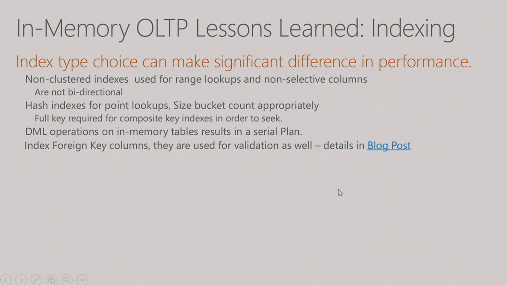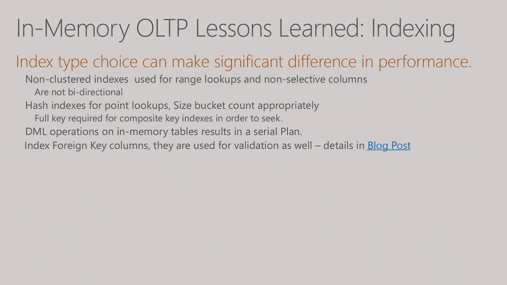So the lessons learned. The first one is not a new lesson, but it's something that we've seen people continually run into. There are two types of indexes, non-clustered and hash indexes, and there are use cases for both of these. Non-clustered indexes are used for range lookups. They're similar to your non-clustered index on on-disk tables, except that they are not bidirectional. So if you have order by column ascending versus descending, you might need two if both are frequently executed. And then there are hash indexes which are very efficient for point lookups.